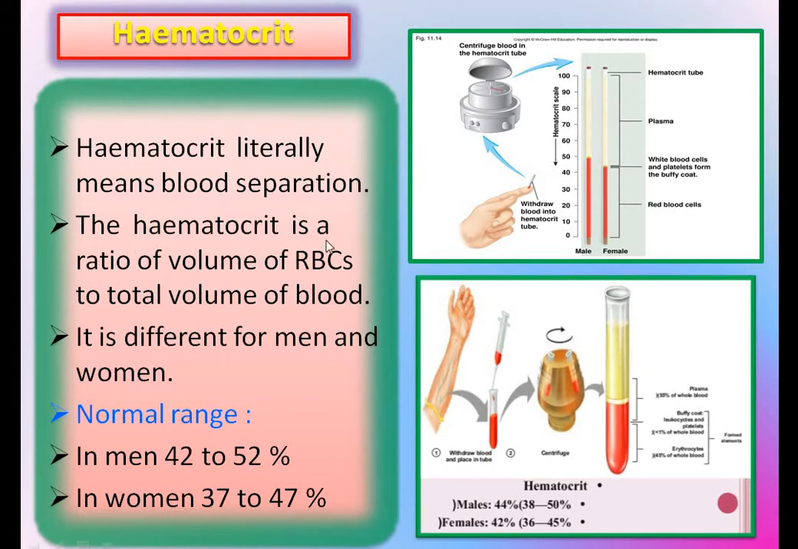The hematocrit is the ratio of volume of RBCs to total volume of blood. It is different for men and women. The normal range in case of male is about 42 to 52%, and in case of woman it is about 37 to 47%.